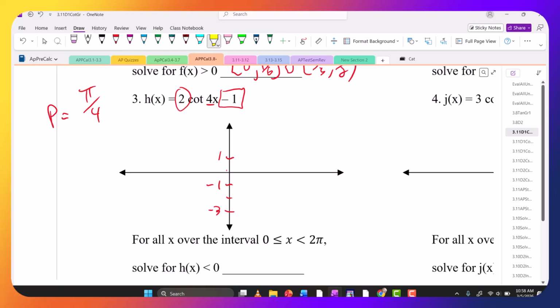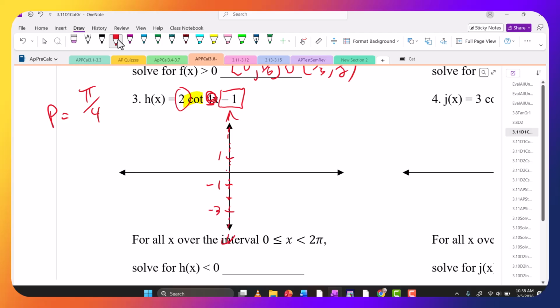Okay, now here comes your memorization factor. What happens with cotan? Well, first of all, when I plug in 0 here, 0 times 4 is still 0. Cotan of 0 is still undefined. So what do I have at 0? Starts with an A, everyone. Asymptote. So just lock it in. All right.